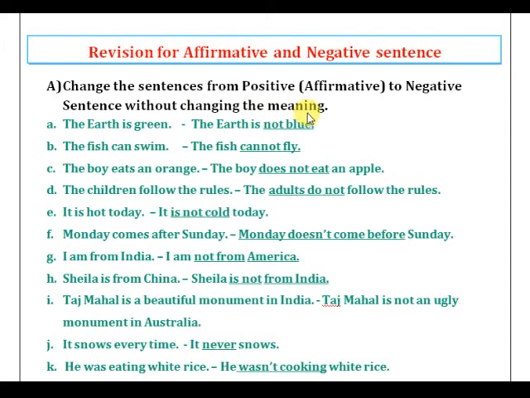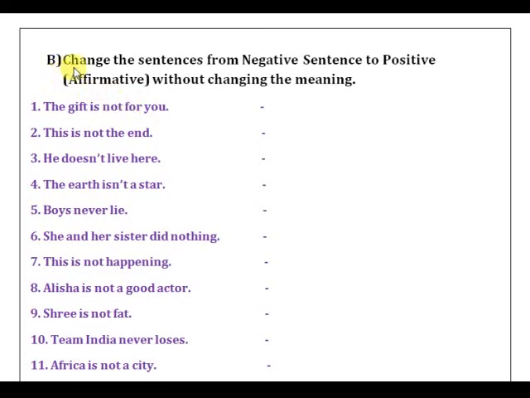Now let us see the type 2, that is the B sub question. Change the following sentence from negative to affirmative without changing the meaning. So now we go with the B sub exercise. Change the sentences from negative sentence to positive, that is affirmative, without changing the meaning. Now here there is a twist for everybody. Initially we did an activity where we had to change the affirmative sentence into a negative.